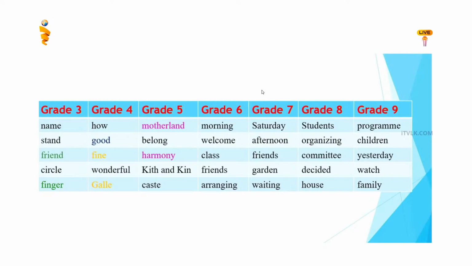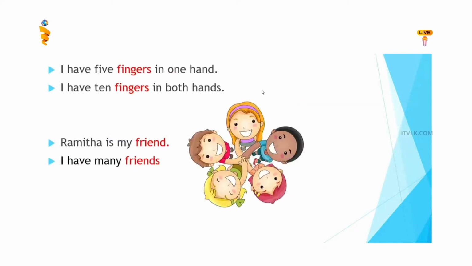Let's see whether we could write a few sentences using these words. With the word finger, which I have chosen from grade 3, you can write like this, children. I have 5 fingers. I have 5 fingers in my hand. I have 10 fingers in both my hands.